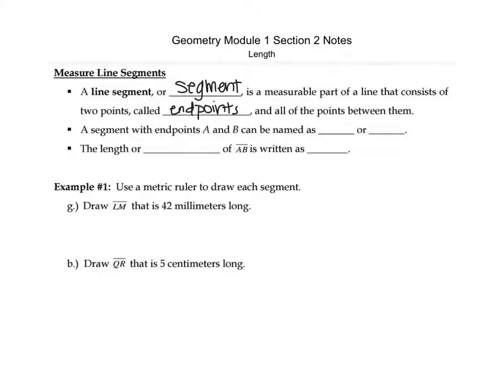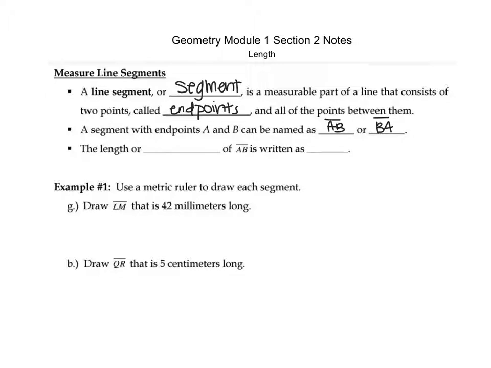So what that means is you can take any part of a line, choose 2 points on that, and the distance between those 2 points is called a segment. A segment with endpoints A and B can either be named as AB or BA. It doesn't matter the order in which you list it as long as you use your 2 endpoints.